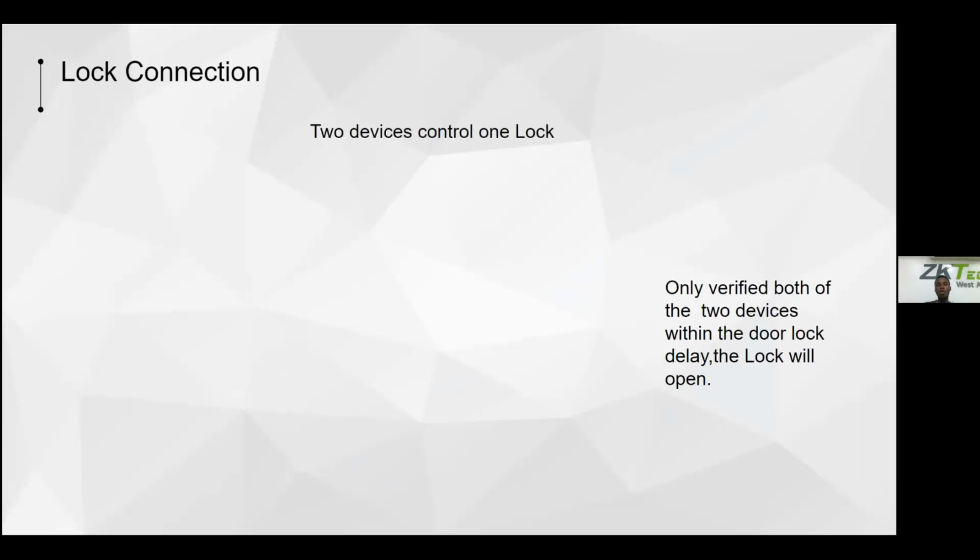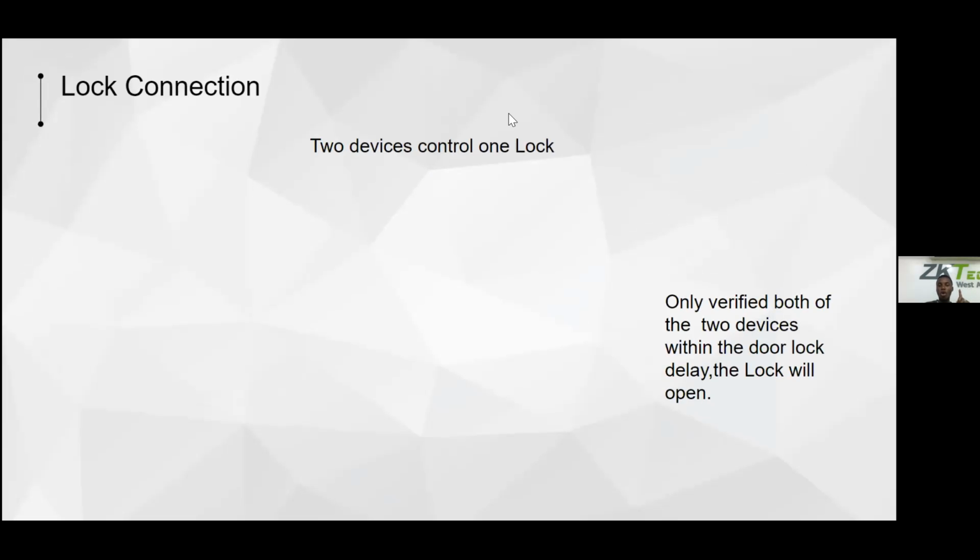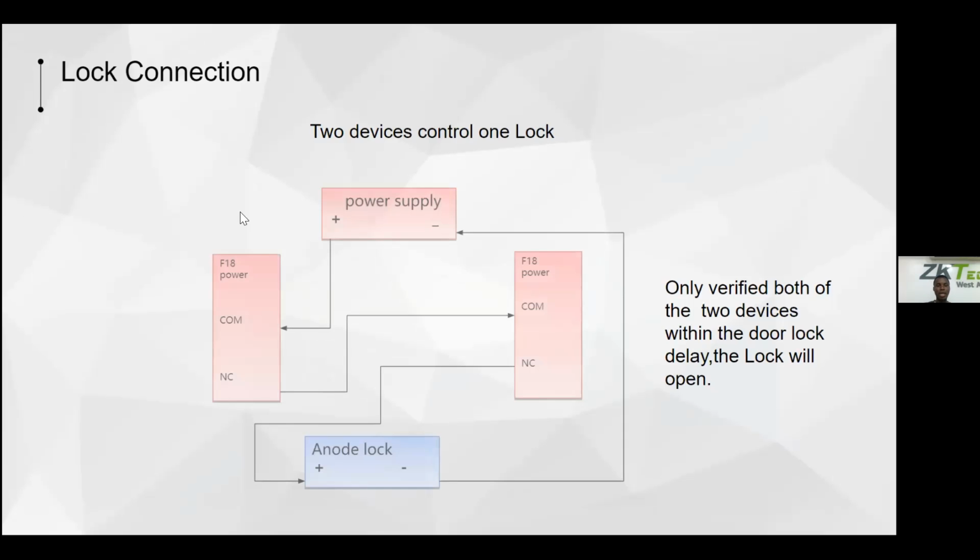Two devices control one lock. So we want to look at when two devices are controlling one lock. Only when both of the two devices are verified within the door lock delay, the lock will open. This is a diagram talking about it, right?